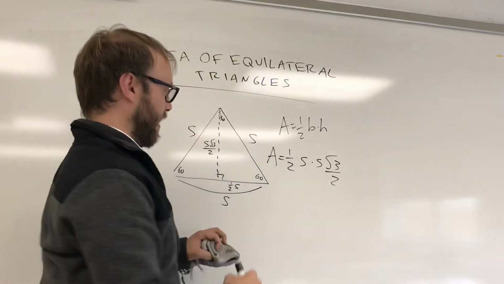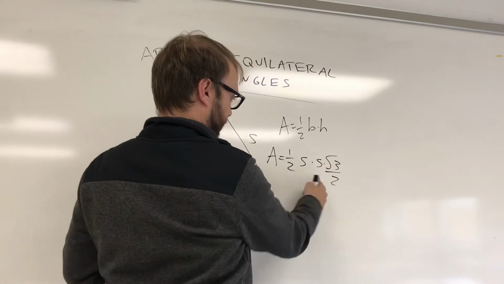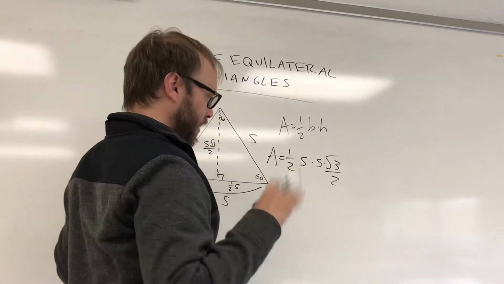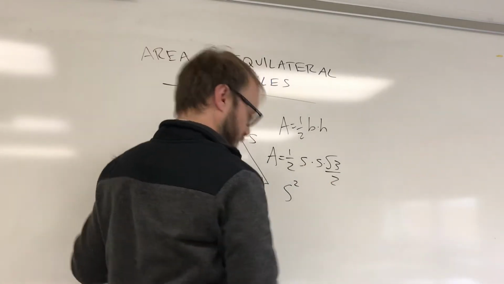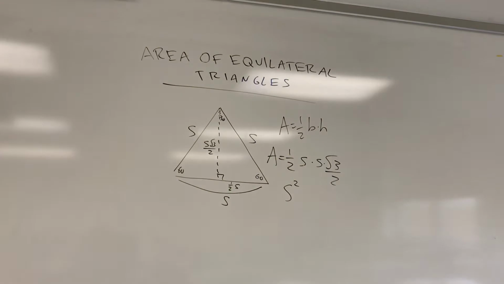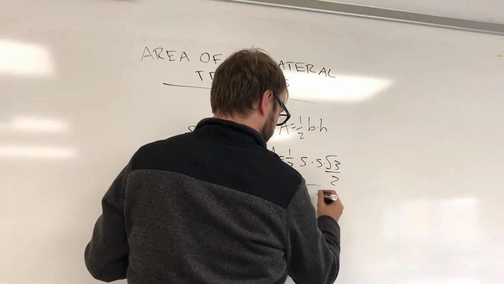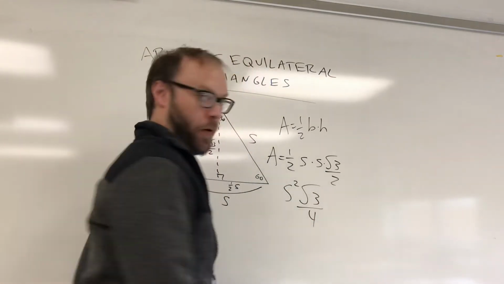You know what? I'm actually going to break this up again. I'm going to write this as s times radical 3 over 2 times 1/2. And if we put all this together, notice what we end up with here. s times s is s squared. 1/2 times radical 3 over 2. 1 times radical 3 is radical 3, and it's going to be over 4.